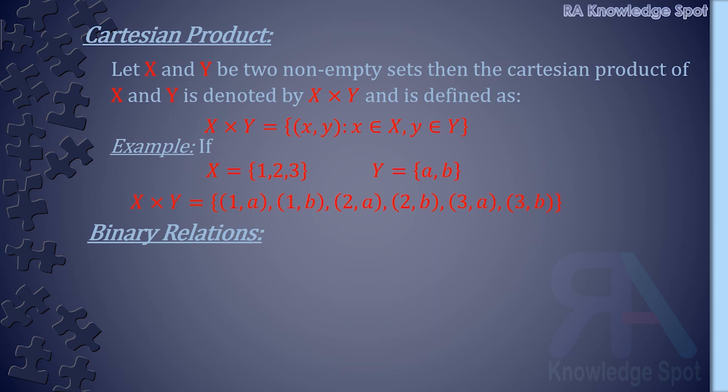Don't forget to write a comma here, and also when you finish the ordered pair, once again you have to write the comma sign. This is the method how we write Cartesian product. Okay, next, the very important topic, that is binary relations.